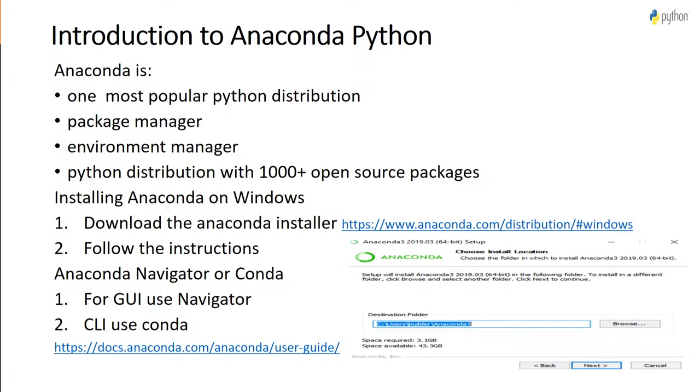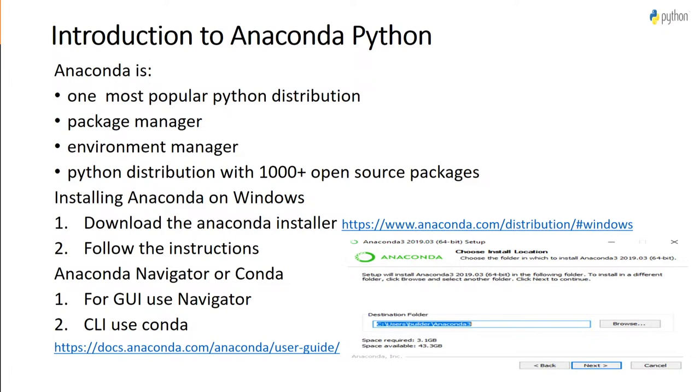Suppose you have a requirement where some of your old software or libraries run on an old version of Python, say 2.7 or 3.1. With the help of an environment manager, you can install multiple versions of Python in the same system without disturbing any other environment. So Anaconda is an environment manager also. It helps you install multiple versions of Python in the same system.